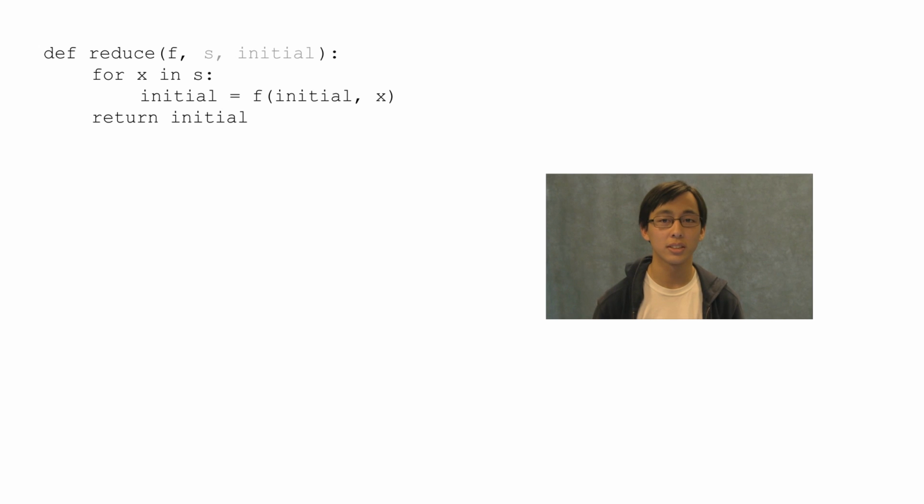It takes in a function, some list or iterable of values, and an initial value. And what it does is for every element of the list, you call the function on the initial value and the element, and the result you get is now called initial. And you keep doing this until you run out of elements in your list and you return the final result. Got it? No? Yeah, okay.